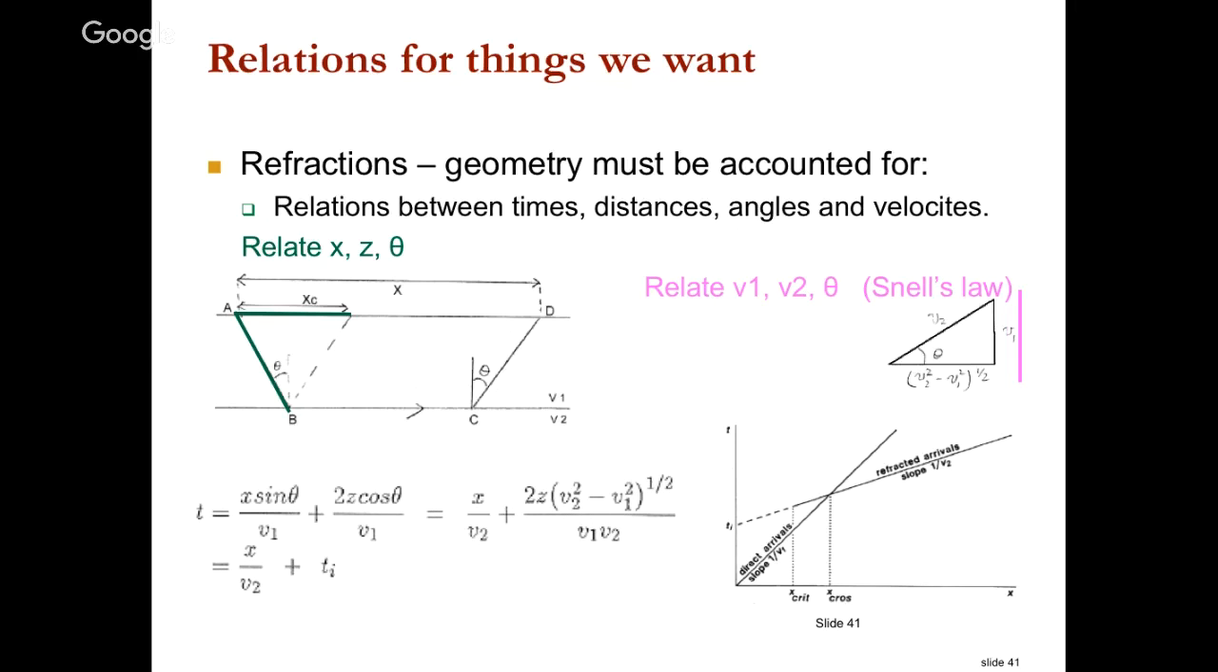We have to do some computations, which are really simple, but they just require that you use Pythagoras' theorem and try to figure out the lengths of the lines. So what we're going to have to compute is the arrival time for this refracted wave, and we can show that it's equal to something like this. It's x over v2 plus ti. So this refracted wave comes in as x over v2 plus some constant.